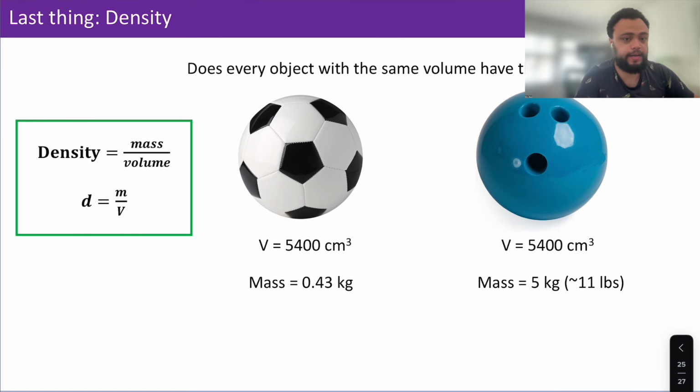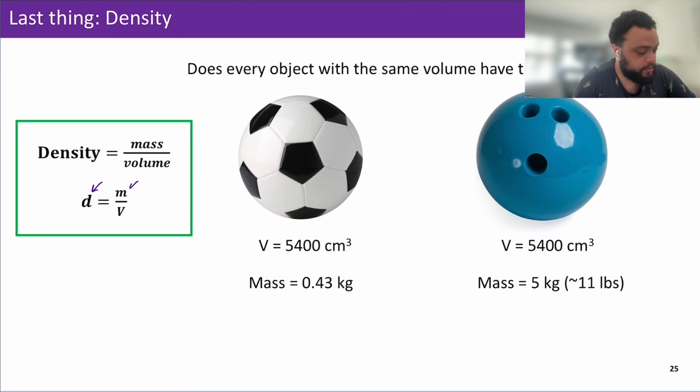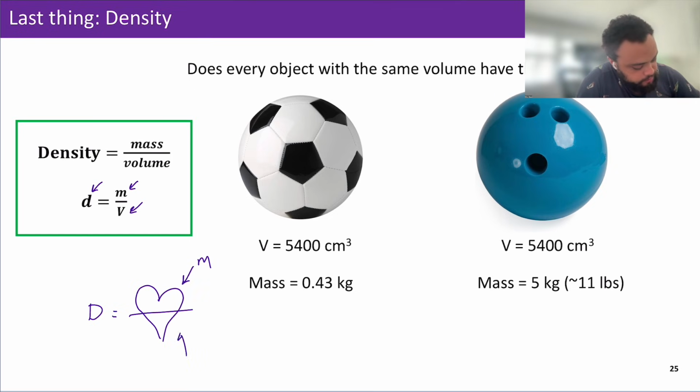And that is because they have different densities. So density is what is called a compound unit or a combined unit. And that's when you have two different units multiplied or divided by each other. Density is equal to mass over volume. And I remember it like this. I'll draw a little heart like that, and you have an M on top and you have a V on bottom. Density is equal to mass over volume, just like that.